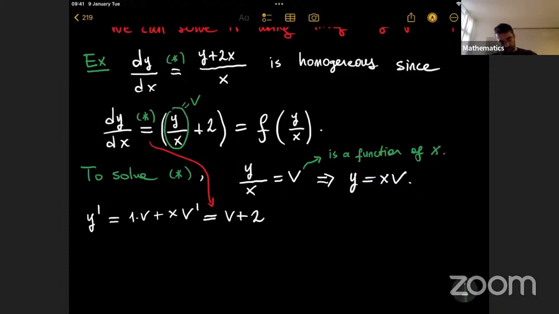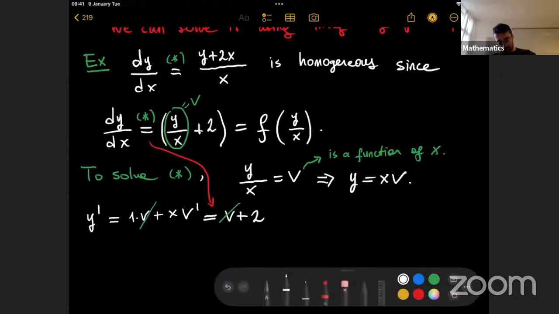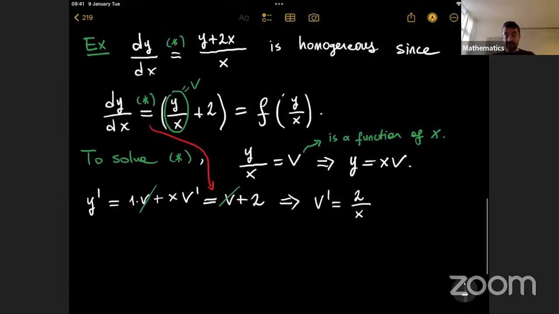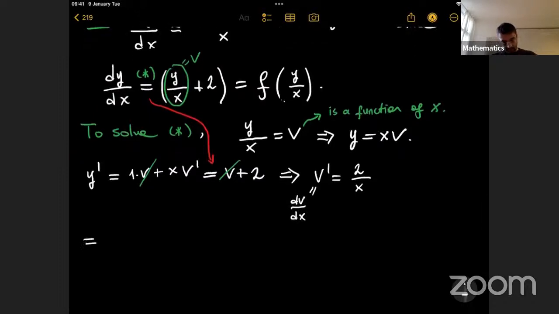Well, from here, we get rid of this v and v here. So what we get is basically v prime is equal to 2 over x. So you see, we get a nice equation. This star becomes a separable equation. Well, this is basically dv dx. You can write it like this. So from here, v is equal to 2 times ln x plus a constant.